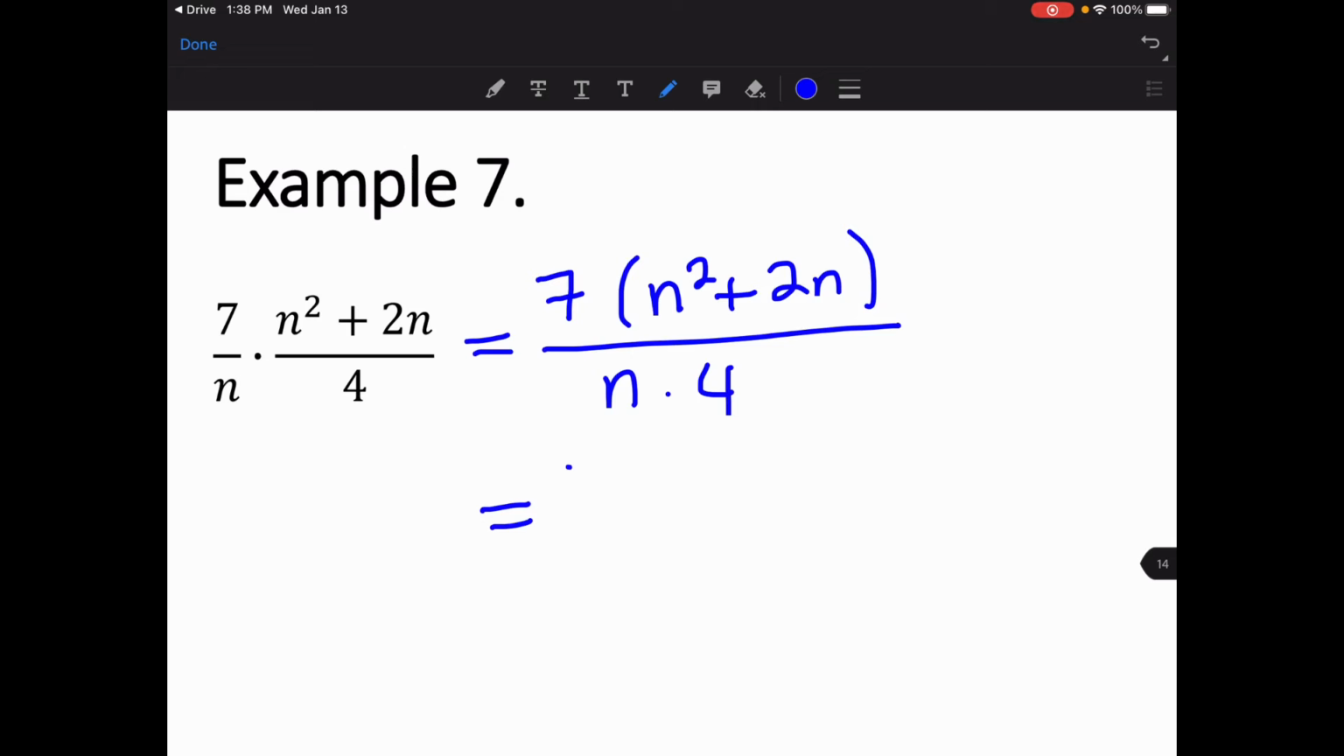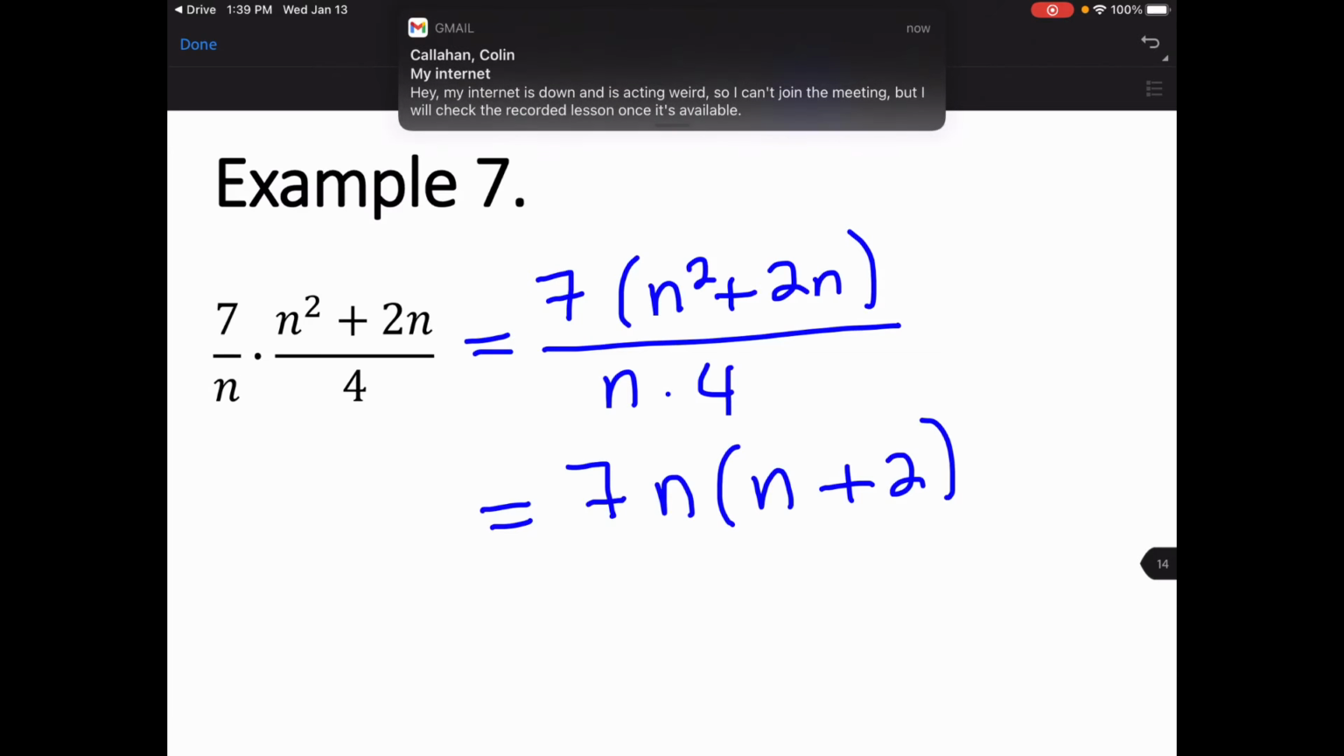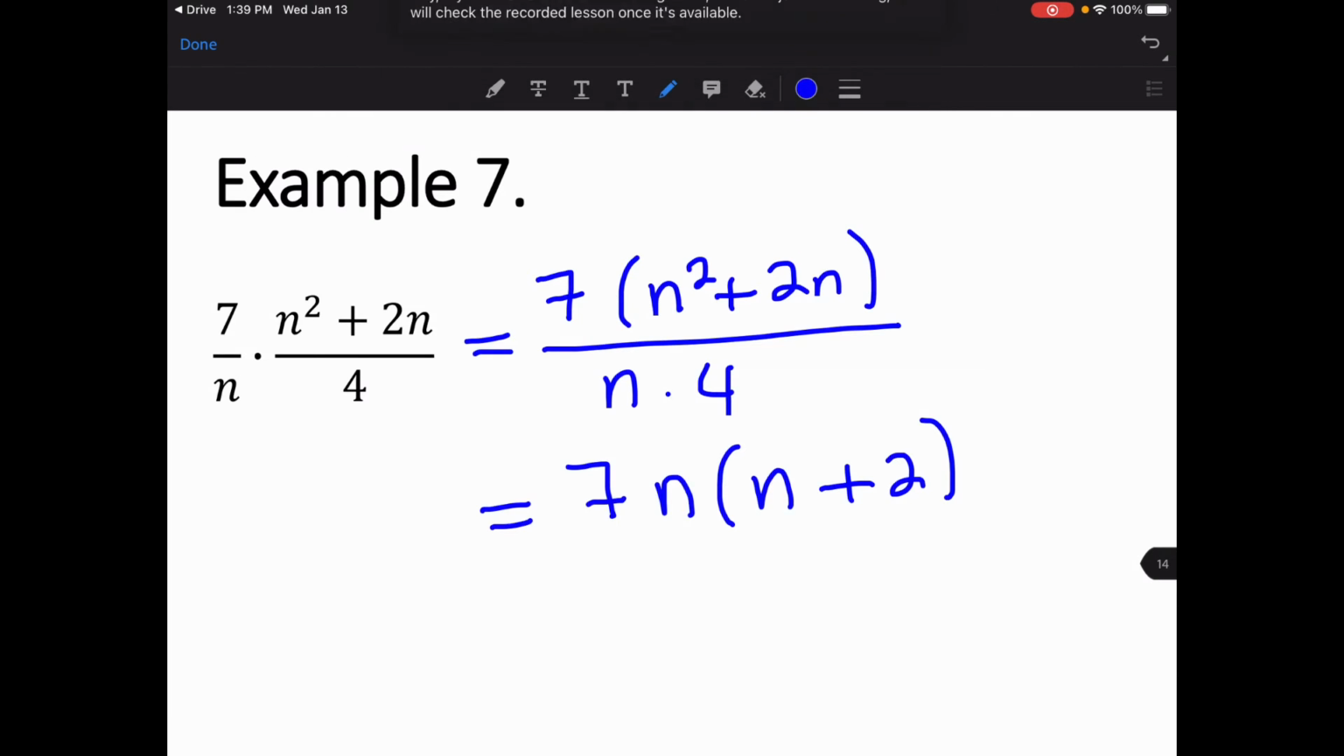So 7 will still be a 7. And then from my parentheses, I'm going to factor out an n. When I factor out an n, I'm going to have n plus 2. You can also recheck this and see, okay, if I factor out n and multiply this, will I get the same thing? n times n will give me n squared, n times 2 will give me 2n. So that is the same thing. That is just to double check. And then in my denominator, I have n times 4, so this is 4n.